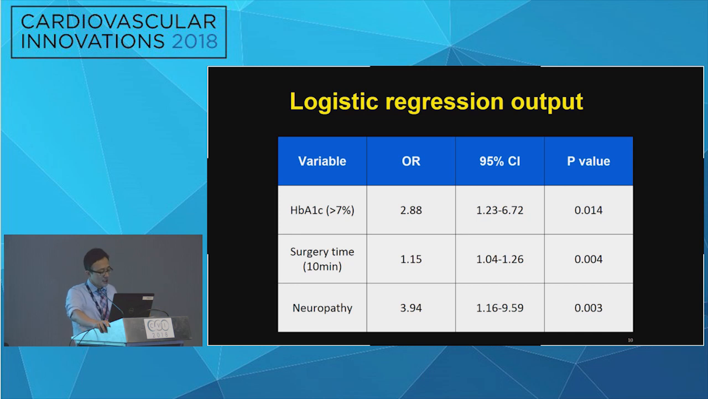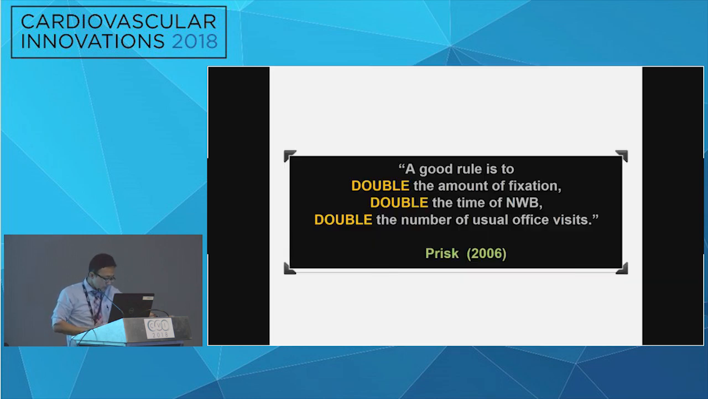And if you look at all those odds ratios, an A1C of more than 7 was about 3 times as likely to have bone healing complications. And surgery time, which not many people talk about: every 10 minutes is associated with a 15% increase in the complication rate in the bone healing. But the biggest factor associated with the bone healing was neuropathy. If the diabetic patient has neuropathy, you're 4 times as likely to have bone healing complications when you compare it to the counterpart.